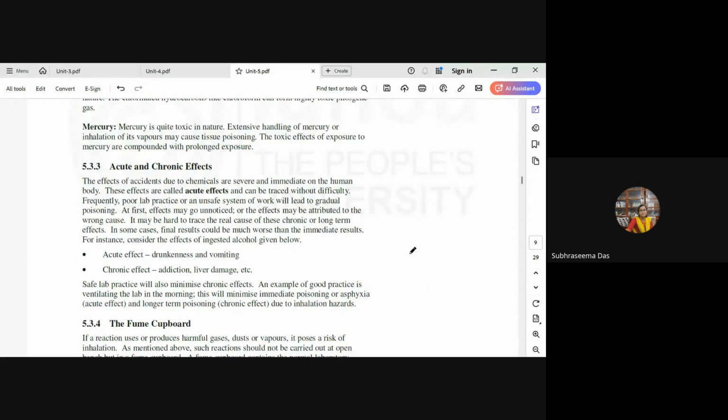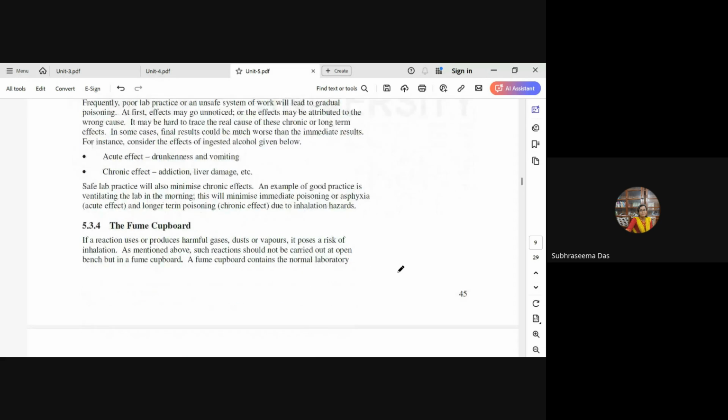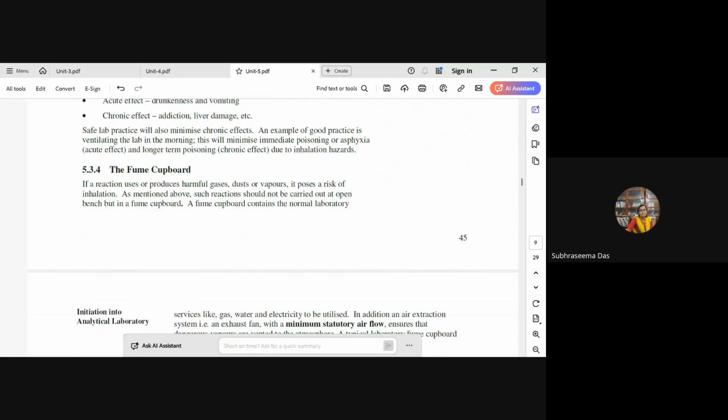Then coming to the acute and chronic effects. The effects of chemicals that are immediate on the human body are called acute effects, and they can be traced without difficulty. However, chronic effects are those which are hard to find, and they are long term and will be detected at a later phase. That is why safe lab practice is always required to avoid the acute and chronic effects of chemicals on our body.